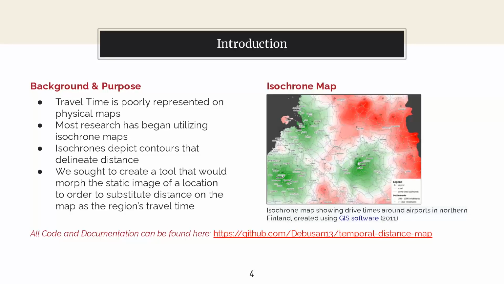So what we want to do is create a tool that would morph the static image showcased on the isochrone map, in a way that actually moves the contours with the map, so that the map showcases the actual travel time of an area as opposed to its physical distance with the contours overlaid. Because the isochrone map depicts such a passive representation of travel time, we want to create something a lot more active that actually transforms the map to showcase its travel time.